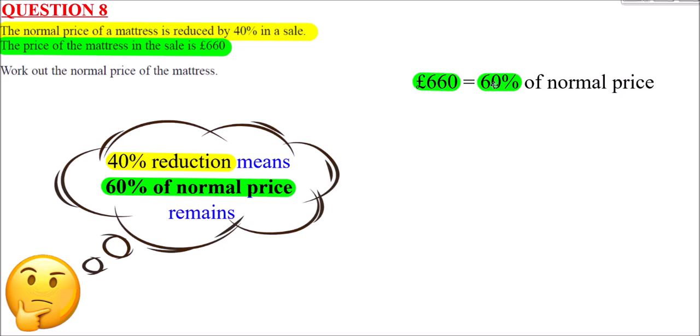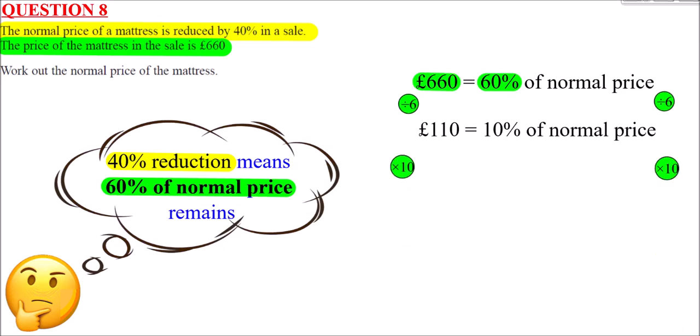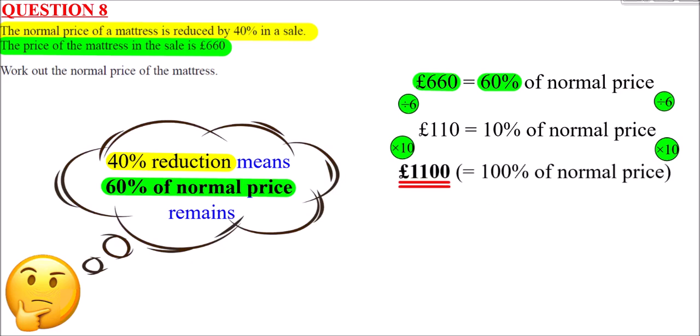So here I can divide both sides of this by 6. Dividing both sides by 6, that tells me that £110 must be 10% of the normal price. Once I've got 10%, I can now multiply both sides by 10 to get 100%. Therefore, £110 multiplied by 10 tells us that the normal price must be £1,100, or £1,100 if you prefer to say it that way.